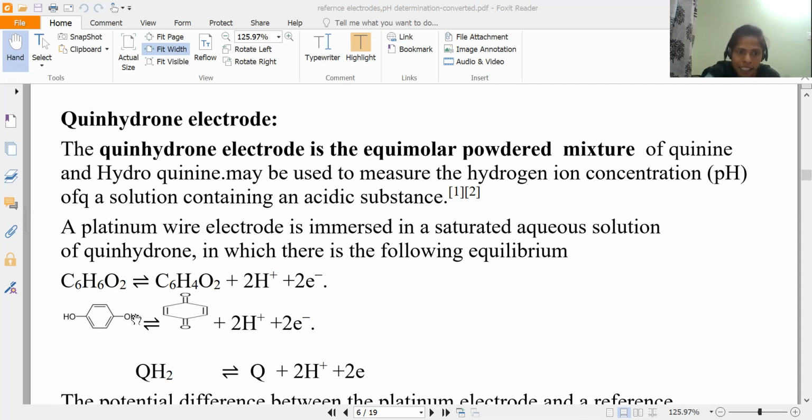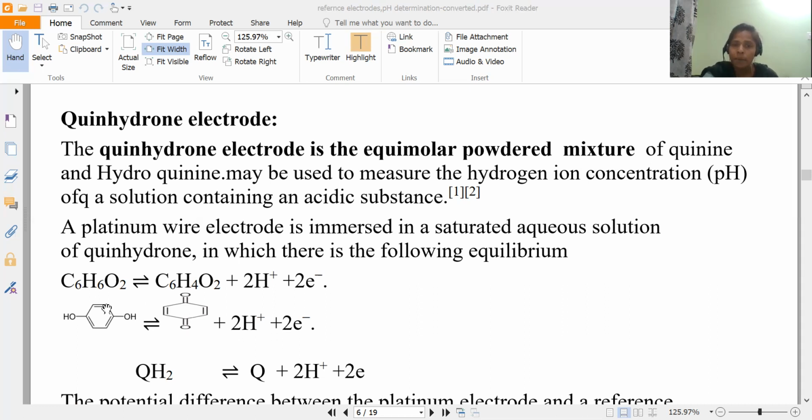See here, this hydroquinone is losing these two H+ ions to produce quinone. Again, these two H+ ions attach to the two oxygens to produce hydroquinone. This is the conversion of quinone to hydroquinone, and hydroquinone to quinone.